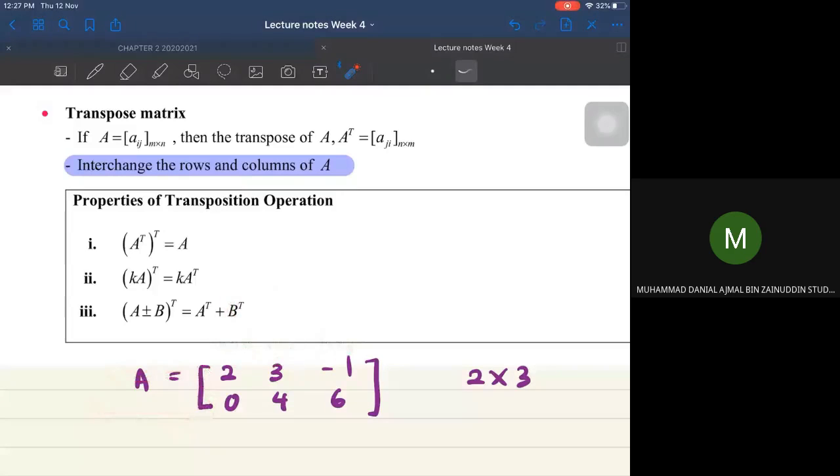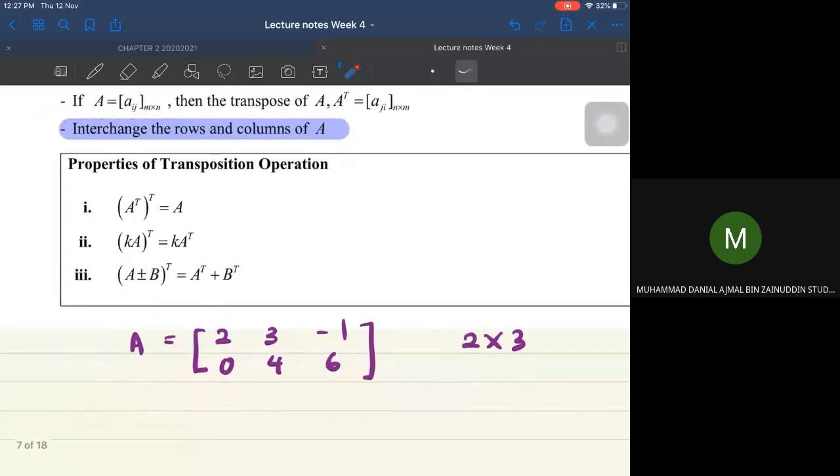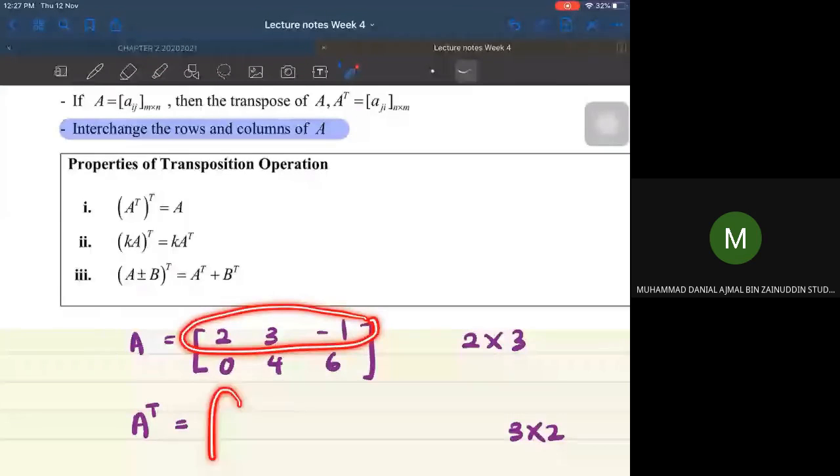Okay. So when you want to find the transpose of the matrix, or kita define as A transpose, dia akan terbalik jadi size of the matrix akan jadi 3 by 2. Maksudnya row yang pertama akan berubah jadi kolom yang pertama, row yang kedua akan berubah jadi kolom yang kedua. Transpose matrix is very important sebab kebanyakan operation of the matrix ni melibatkan transpose matrix.